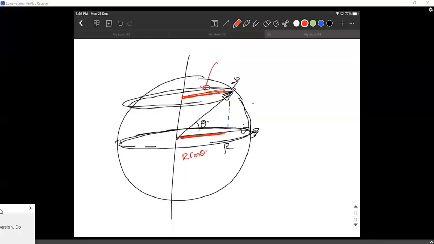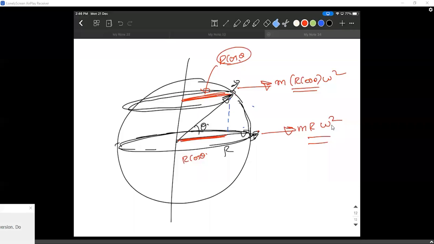Oh, the screen is stuck. Let me share it again. Give me a second, guys. Please let me know if the screen is stuck again, okay?